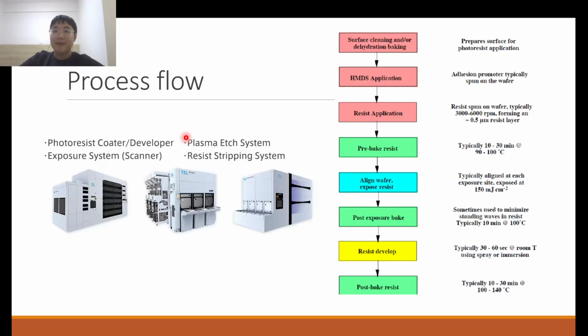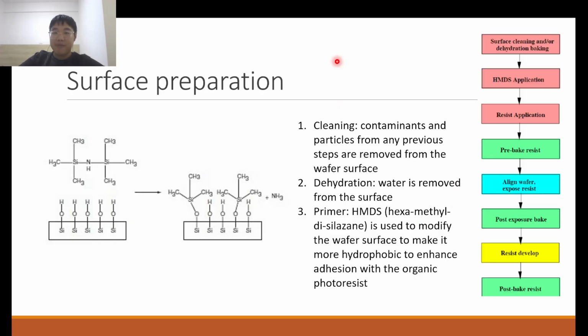So let's look at the first step, which is surface cleaning and preparation. Actually, it's these first two steps. Firstly, we want to clean the surface. So we want any contaminants and particles from the previous steps to be removed from the wafer surface. So this is a cleaning step. We'll cover more on how cleaning is done in a future video. And the next is dehydration.